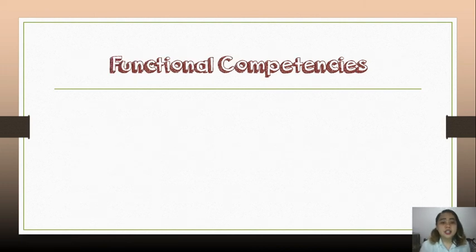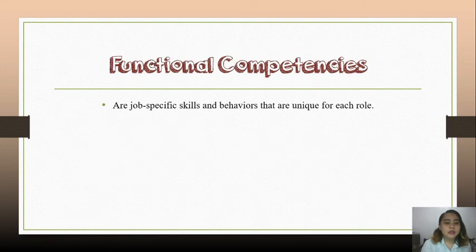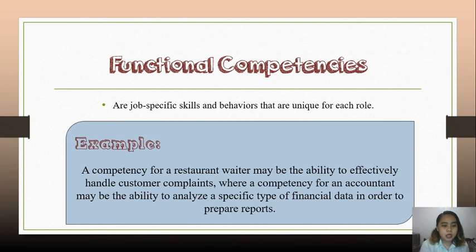So next is functional competency. So functional competencies are job specific skill and behavior that are unique for each role. So for example here, competency for a restaurant waiter may be the ability to effectively handle customer complaints, whereas a competency for an accountant may be the ability to analyze a specific type of financial data in order to prepare reports. So in functional competency, we shall describe what behavioral skill we need to perform in order for the employee to be a top performer in their positions.